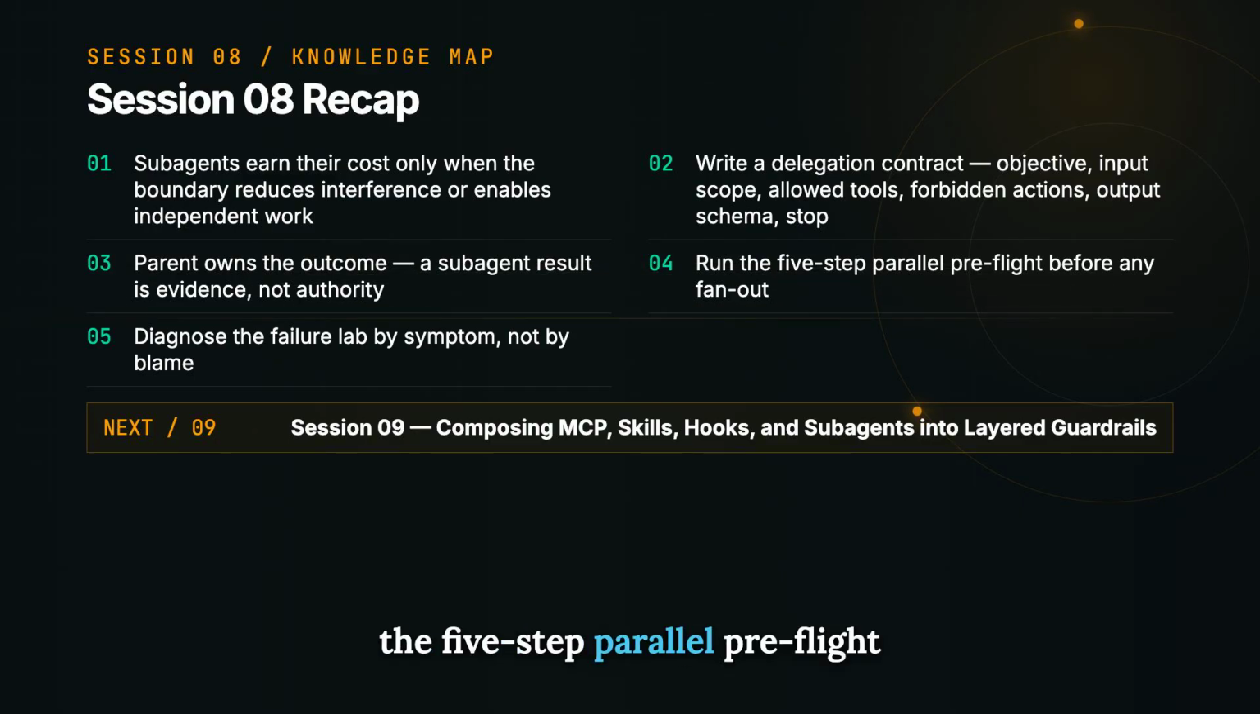Run the 5-step parallel preflight before any fan-out. Build 1 read-only specialist, run the guided lab, ship only when both the defective and clean diff tests pass. And diagnose the failure lab by symptom, not by blame. Next session, composing MCP, skills, hooks, and subagents into a layered guardrail architecture.